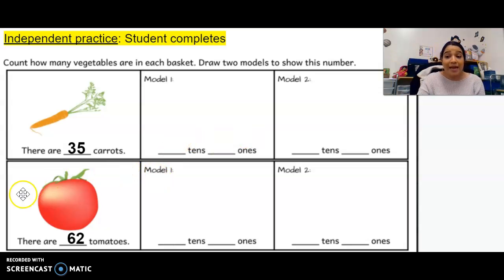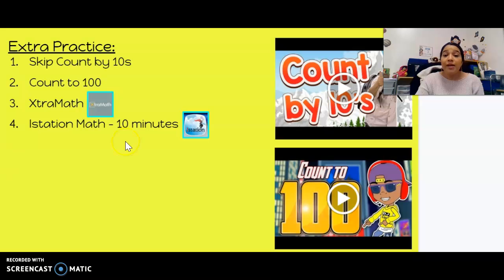You're going to do the same with our 62 tomatoes. So you're going to model the number 62 in two different ways. Make sure you draw your 10 longs and then your ones. So model it two different ways. After you're done with that, you can go ahead and do extra practice on math or iStation and watch these videos so you can know how to count by tens and to count all the way to 100.